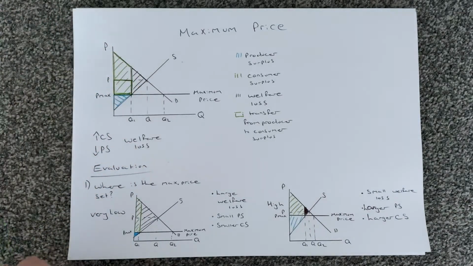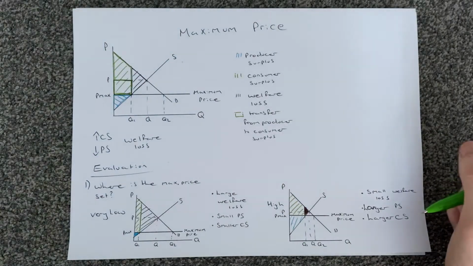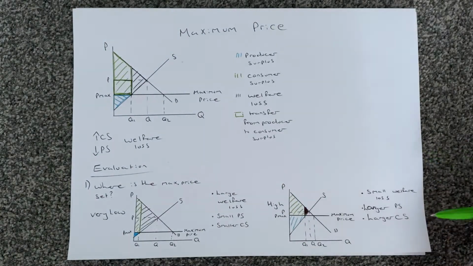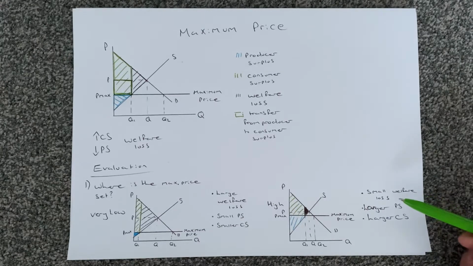And obviously, when we're saying a larger producer surplus and a larger consumer surplus, this is relative to the very low maximum price. So just to reiterate why we went through where the maximum price is set. If the maximum price is set particularly low, we will see a large welfare loss, whereas in comparison, if the max price is set a little bit higher, closer to the market equilibrium, we will only see a small welfare loss.